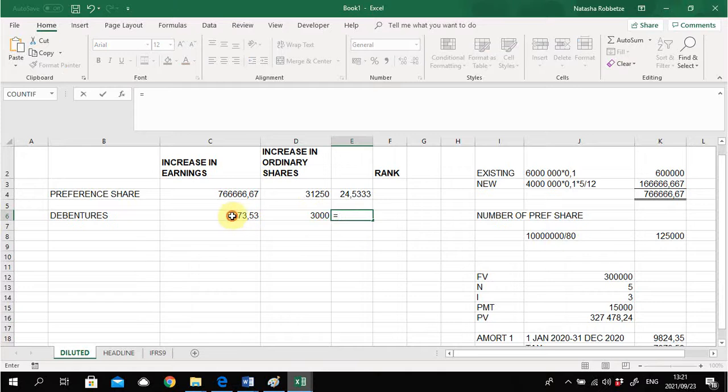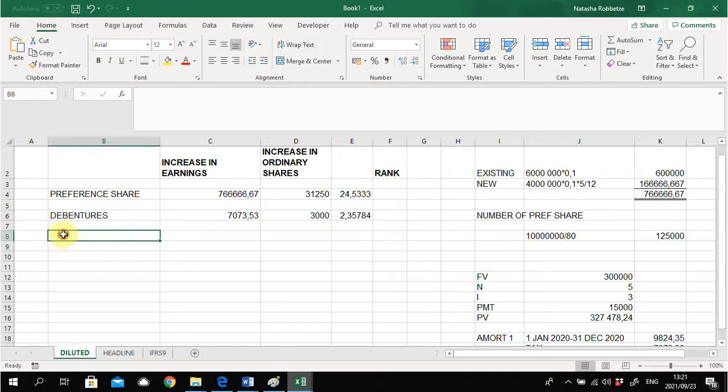And I'm again just doing the division of earnings by ordinary shares to get to a figure by which it could be ranked. Then the last item, which is potentially dilutive, will be the share options. And for the share options, the earnings will always be 0.